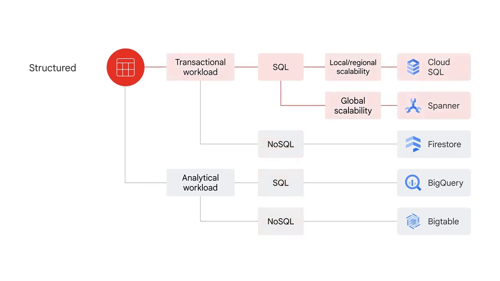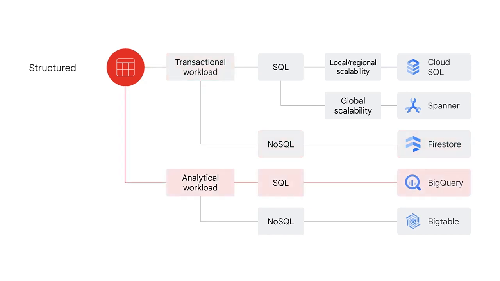So if your data is transactional and you need to access it using SQL, then two options are Cloud SQL and Spanner. Cloud SQL works best for local to regional scalability, while Spanner works best to scale a database globally. If the transactional data will be accessed without SQL, Firestore might be the best option. Firestore is a transactional, NoSQL, document-oriented database.